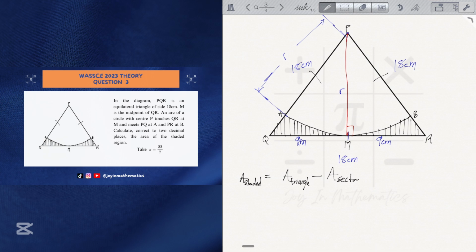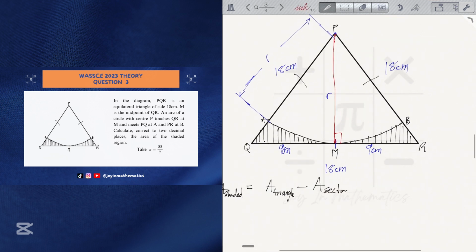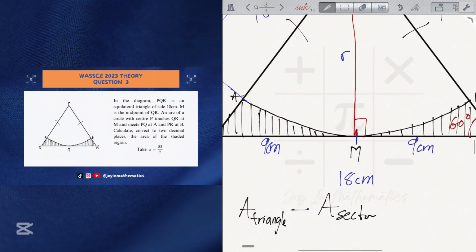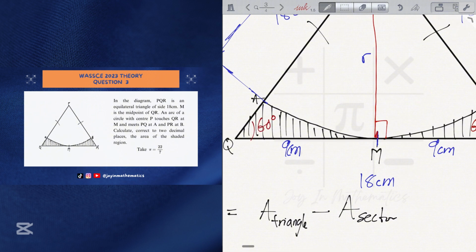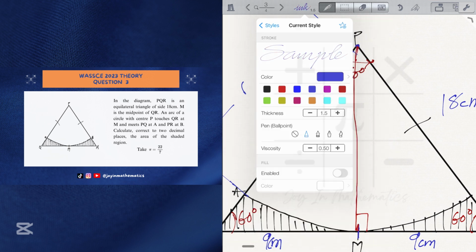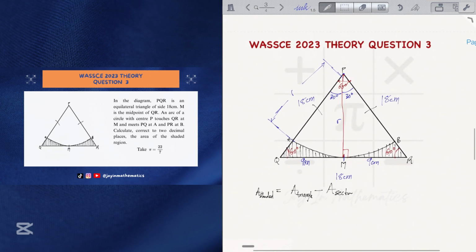To fully do this well, let's involve some angles. PQR is an equilateral triangle, so each angle will be equal to 60 degrees. This will also be 60 degrees, and this angle here will be 60 degrees. Now this has divided it perpendicularly, so that means this side is 30 degrees and this side is 30 degrees. So let's proceed and let us find the area of the triangle.